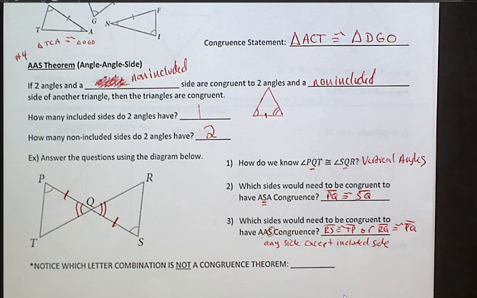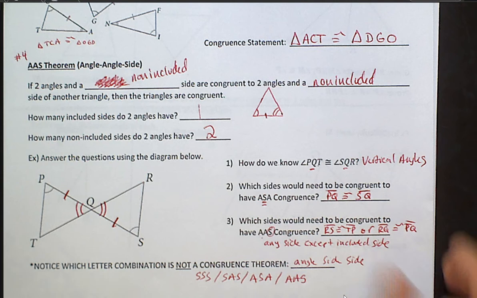All right. Now this one says, notice which letter combination is not a congruence theorem. Okay, so we have side-side-side, side-angle-side, angle-side-angle, and we have angle-angle-side. There's no such thing, I'll write it here, as angle-side-side. And you can kind of understand, hopefully it's a little bit of a joke, right? Think of the acronym. All right, you get it. Let's move on.